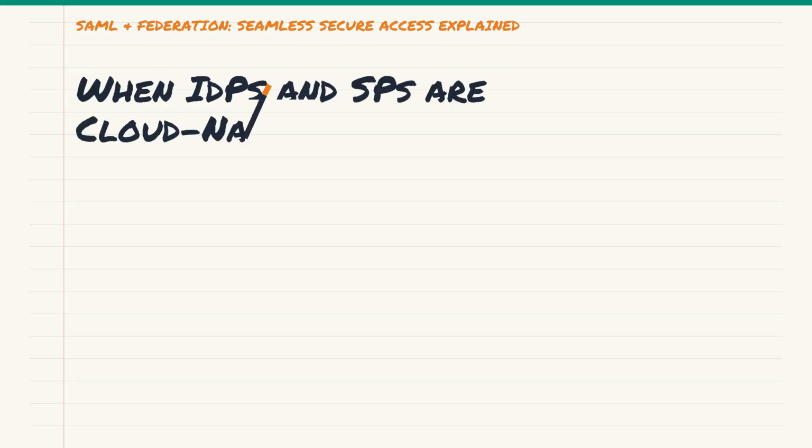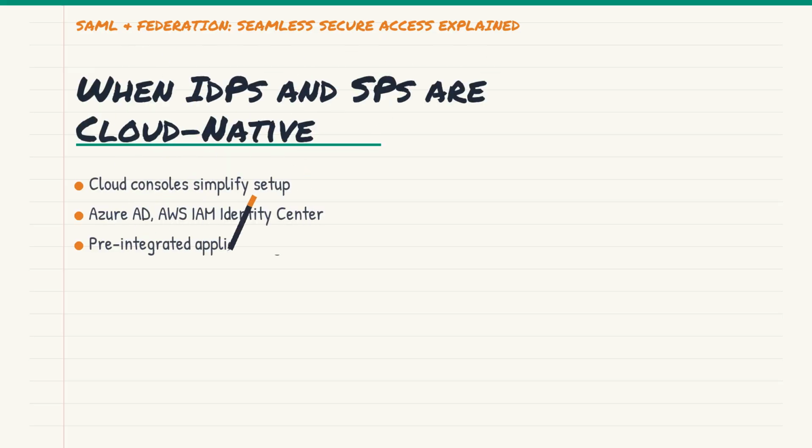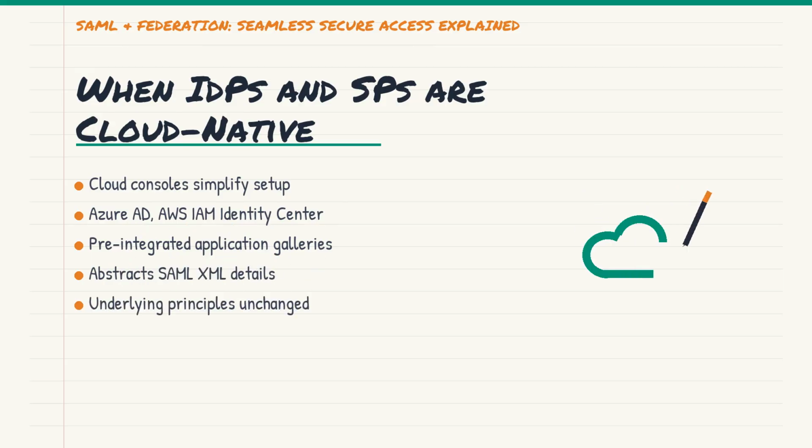In cloud environments like Azure AD, AWS, or Google Cloud, SAML is often built in. Azure AD, for example, can act as an IdP and has a vast gallery of pre-integrated SP applications. You configure the SAML trust directly within the Cloud Console. AWS IAM Identity Center, formerly AWS SSO, also supports SAML federation with external IdPs. The cloud providers abstract away a lot of the low-level XML generation and signing, making configuration easier, but the underlying SAML principles remain the same. You are still dealing with IdPs, SPs, assertions, and metadata.